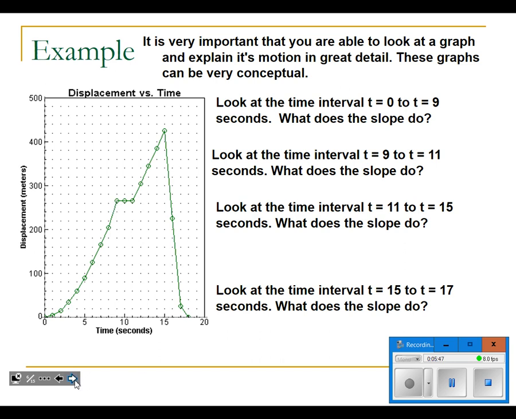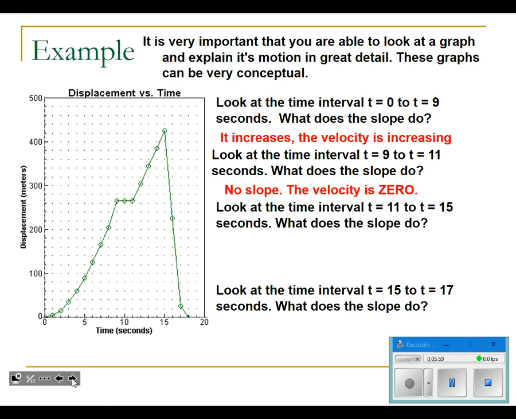So that means our speed is changing. So it increases and the velocity is increasing, but it's also not constant. If we look from 9 to 11, then it's horizontally flat. So that means it's stopped. The velocity is 0.